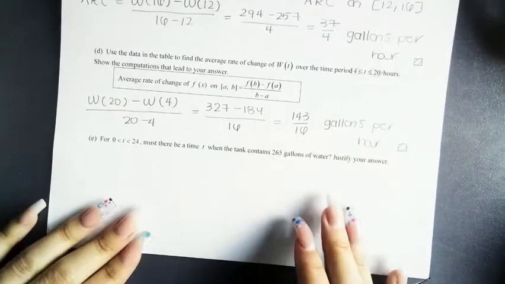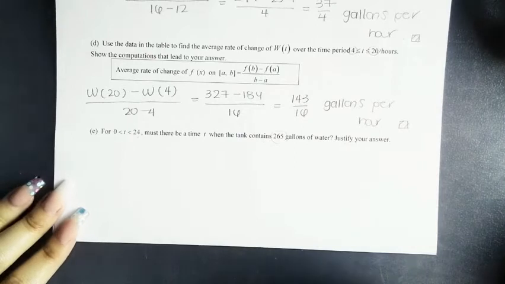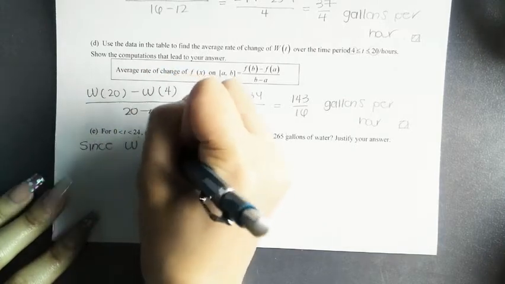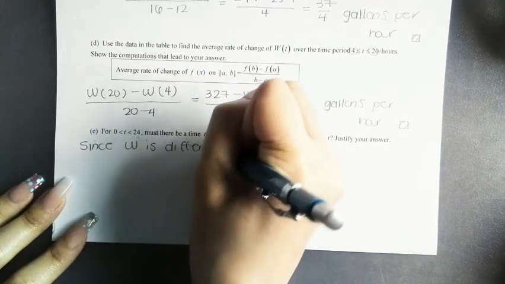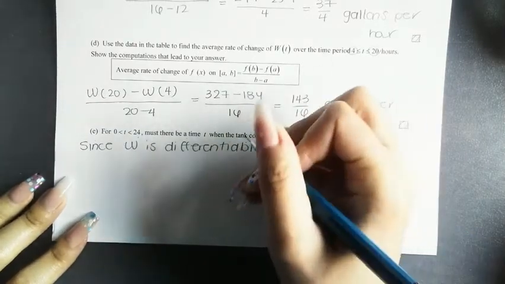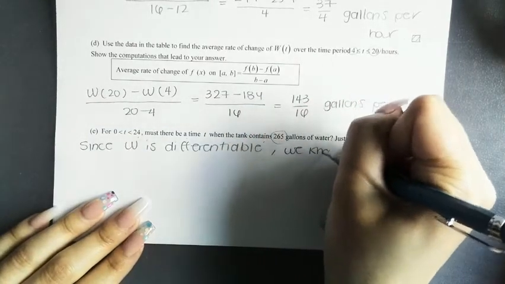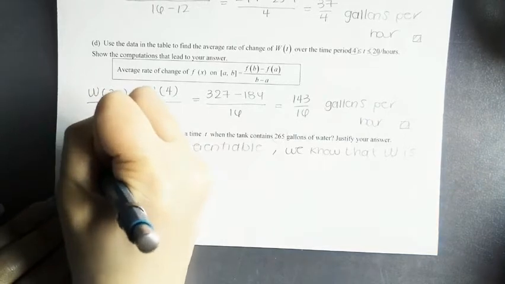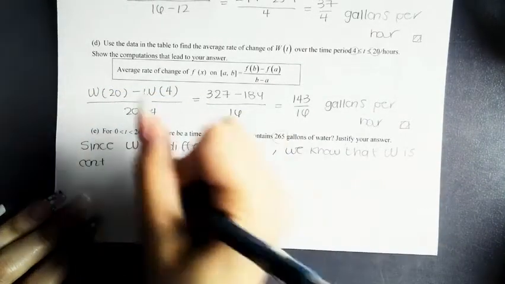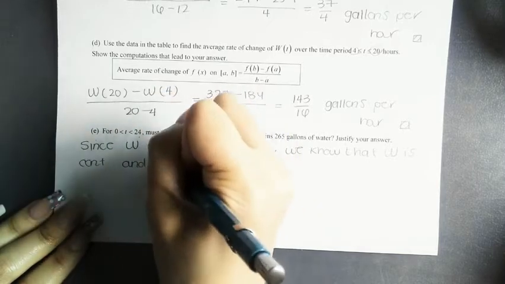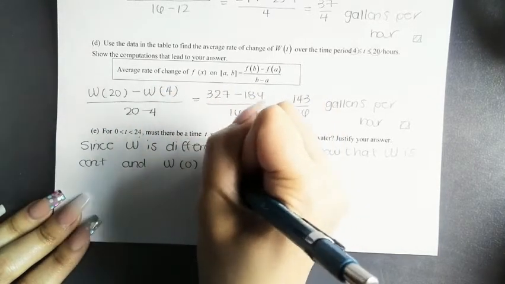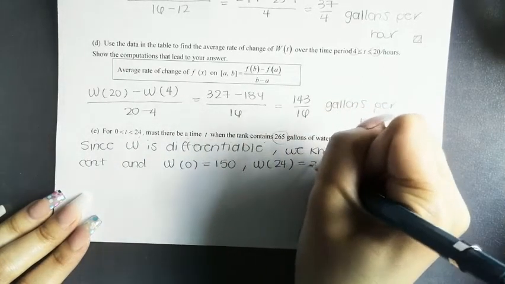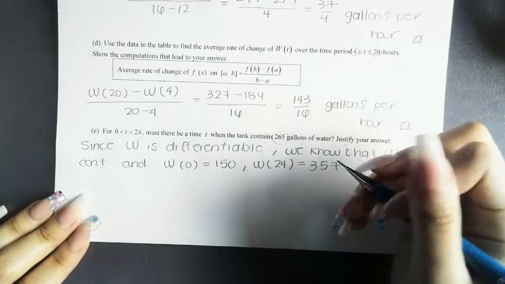So what this is smelling like: you know that W is differentiable. Since W is differentiable, what do you know that is happening to the function? We know that the function W is what? Continuous, and this smells like what? IVT. Moreover, second condition: you know that W of 0 is equal to 150, and W of 24 is equal to 357, being differentiable, second condition met.